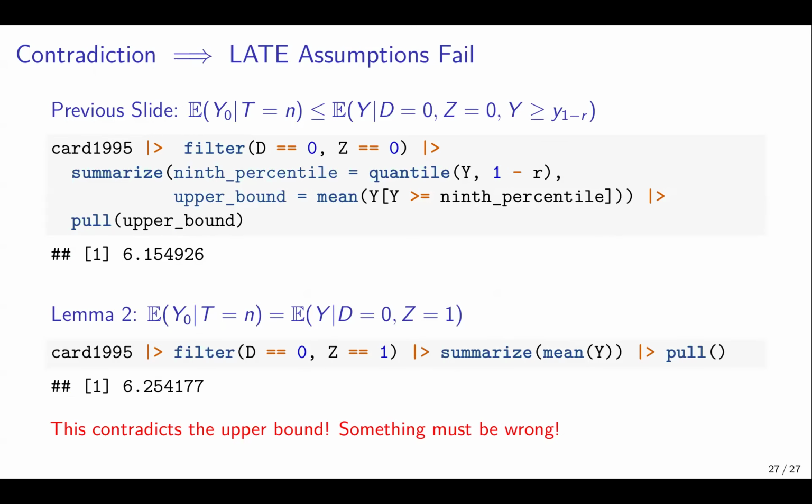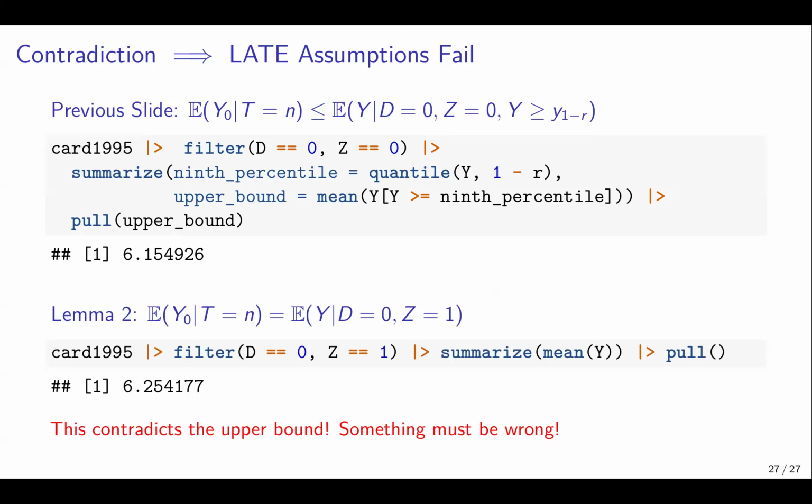So if that average is above the upper bound, clearly something must be wrong. All right, now this is a little bit more complicated, so I'll walk you through the logic. At the top of this slide, I am showing you the bound. The bound says that the expected value of y0 given never taker must be less than or equal to the average value of y given that d is 0, z is 0, and y is above that red line. So I'm going to compute the average value above that red line.